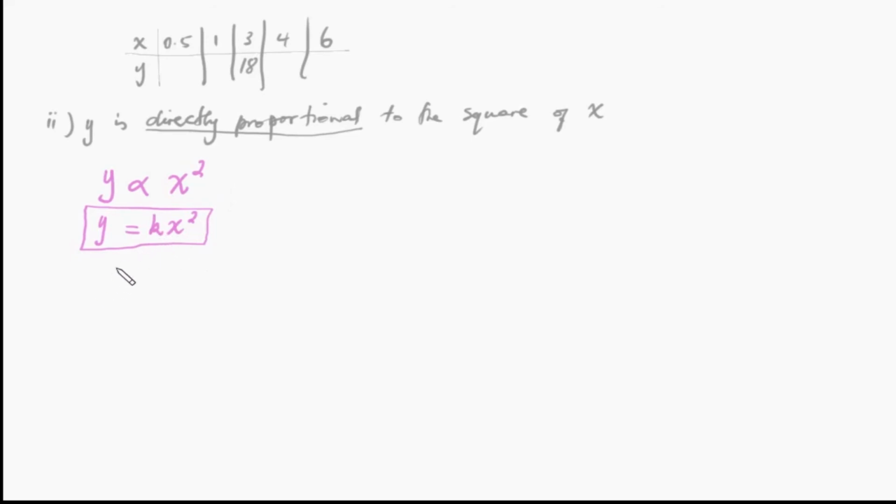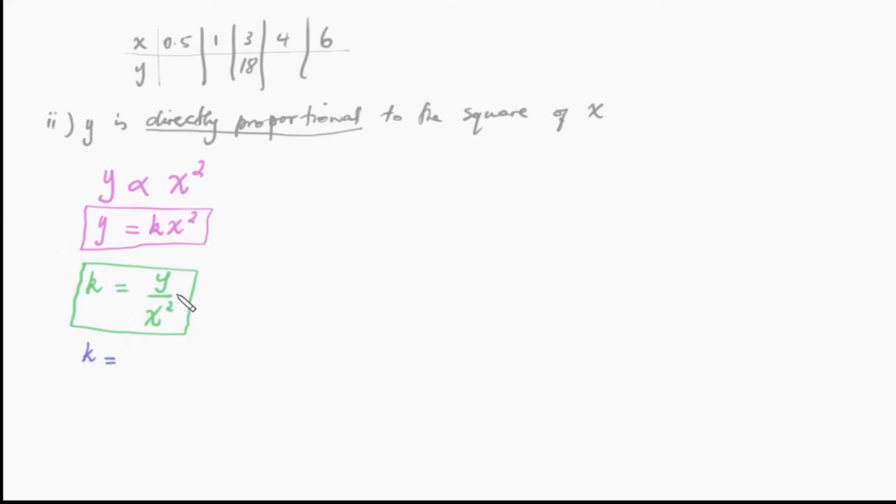So first of all, we need to find this k here. Now, from this, if you want to find k, you will just divide by x squared. So k will be equal to y all over x squared. Okay. K is equal to y over x squared. All right. This is very important. Now let's find this k.